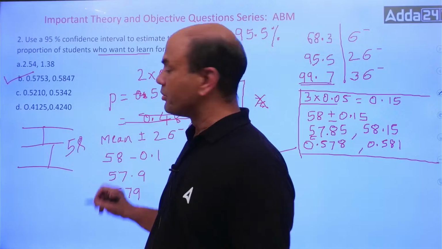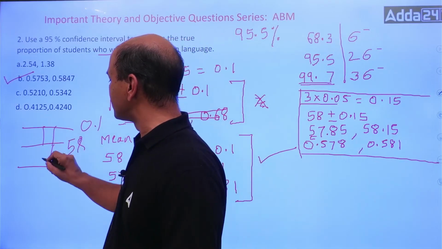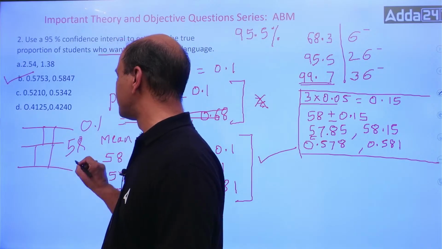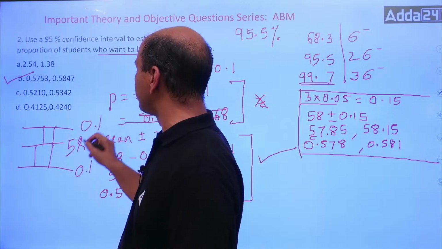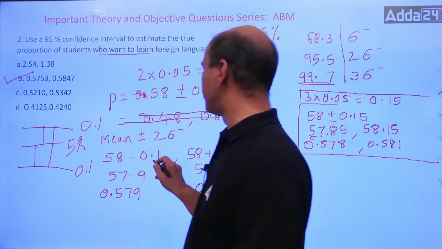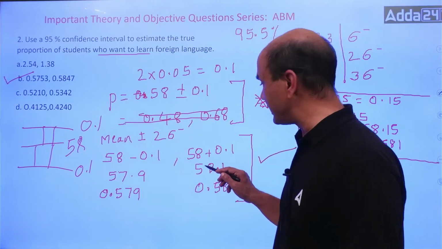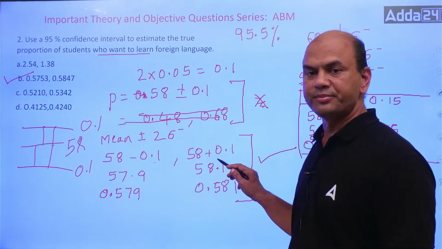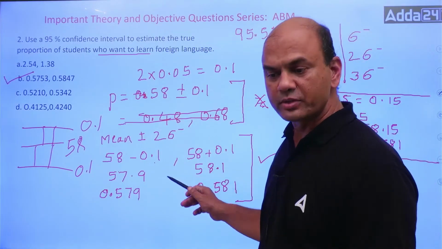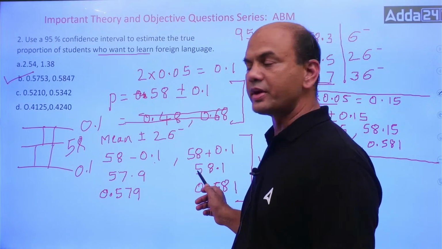So it means 0.1 over here plus, and 0.1 over here minus. So 0.1 on this side minus. So it will be 58 plus 0.1 on the upper side and 58 minus 0.1 on the lower side. So your answer will be 57.9 and the second answer will be 58.1.